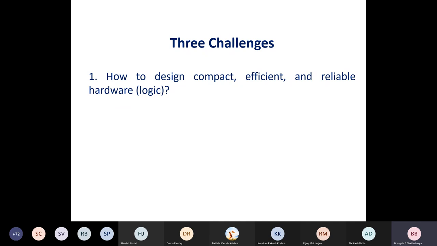Now, what do you mean by efficiency? You always want that your chip or your processor would run fast. That means the speed of the processor should be as large as possible. At the same time, in other words, the delay of information processing should be reduced. And at the same time, it has to be power efficient.